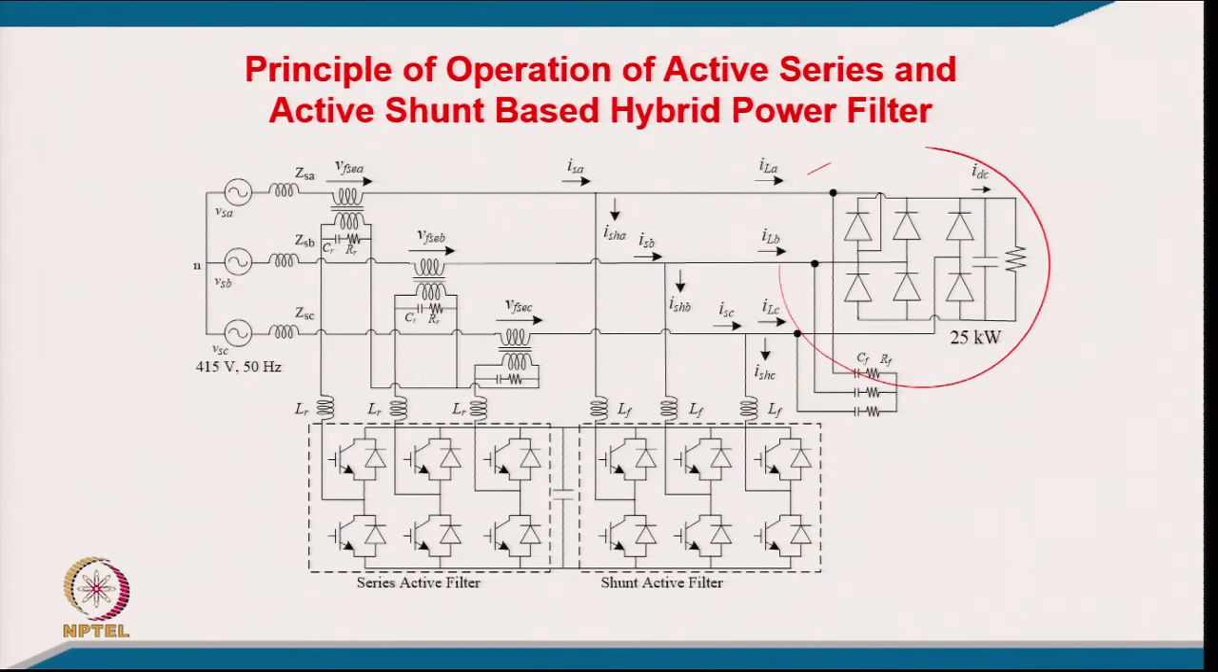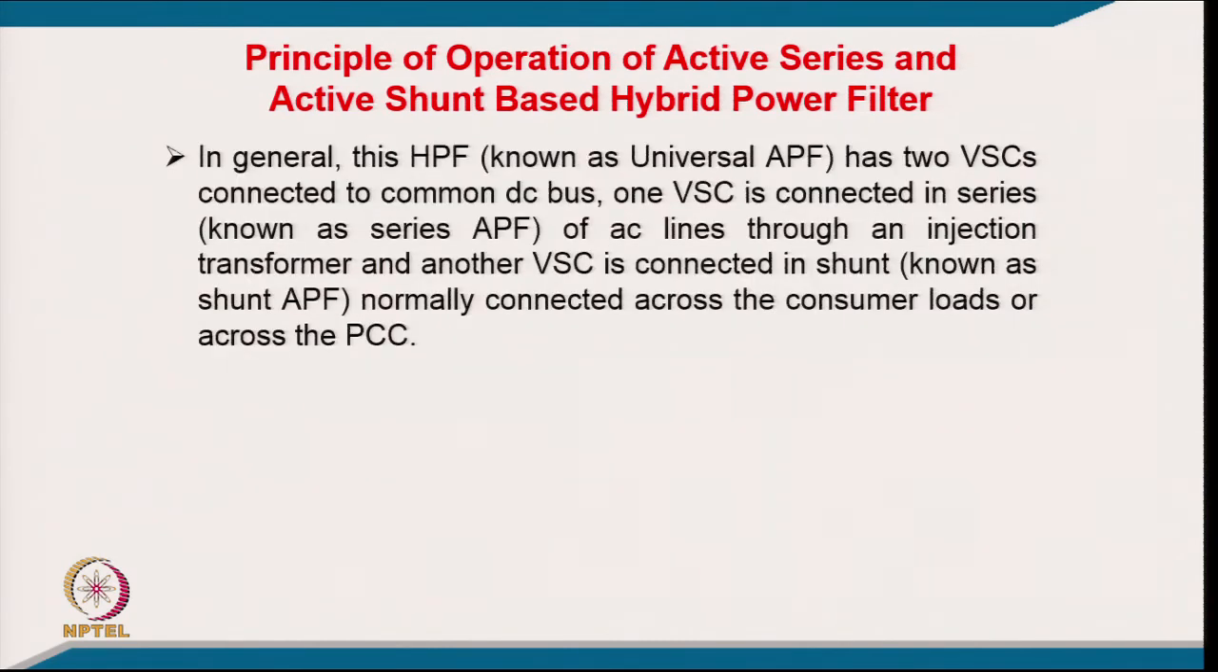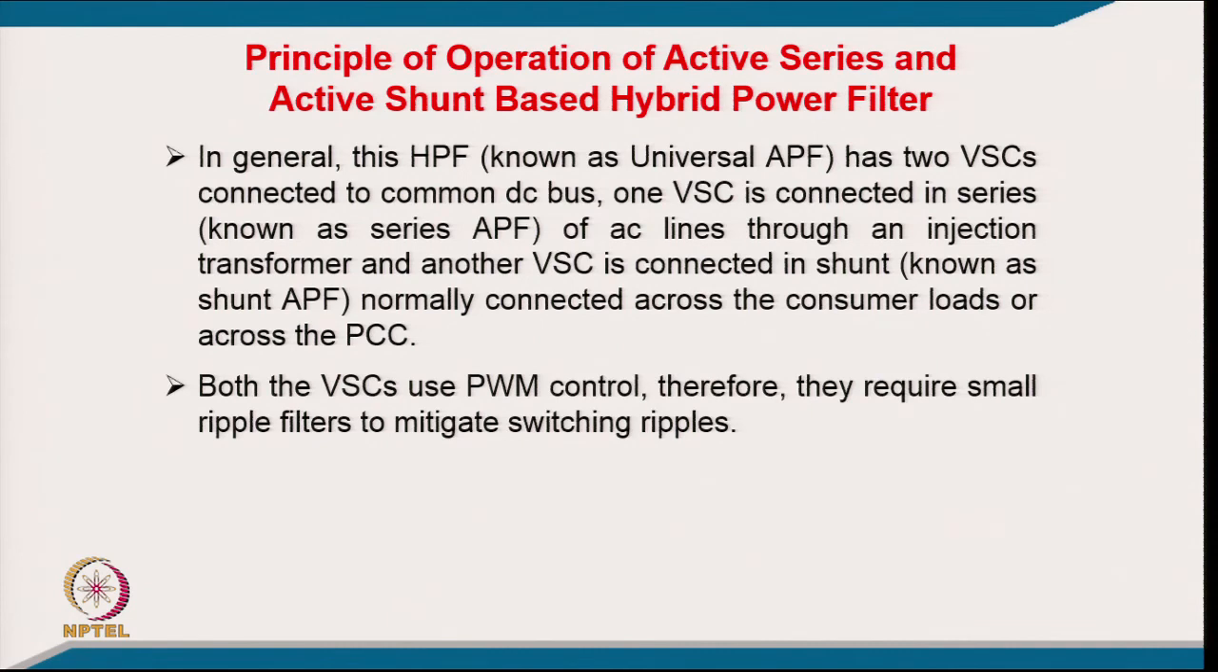We call it a universal filter because it has an active series and an active shunt, and the DC link is shared between the two, and regulation of the DC link is the responsibility of the series active filter. Whatever active power this series active filter needs, the shunt should provide, for bidirectional active power flow. So, in general this hybrid filter, known as the universal active filter, has two voltage source converters connected to a common DC bus. One voltage source converter is connected in series with the AC line through an injection transformer and is known as the series active power filter, and the other VSC is connected in shunt, known as the shunt active power filter, normally connected across the consumer load or across the point of common coupling.